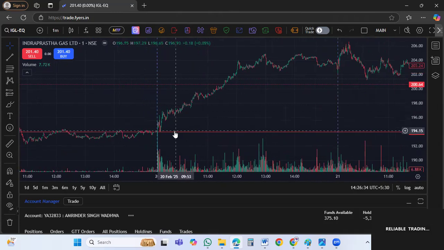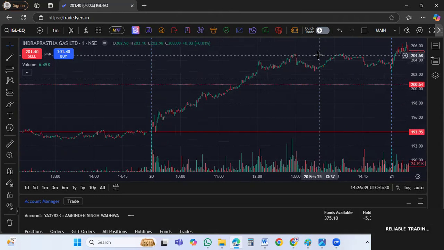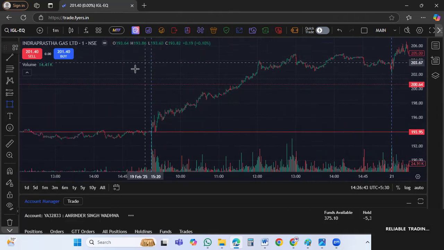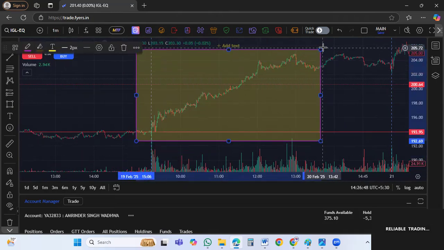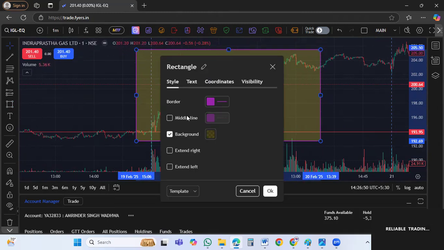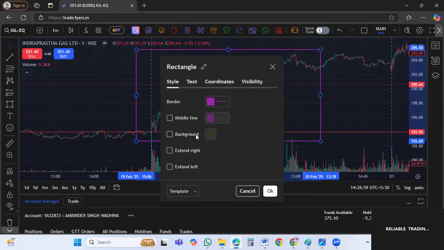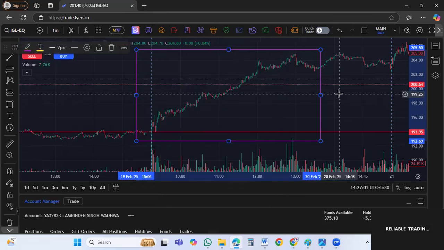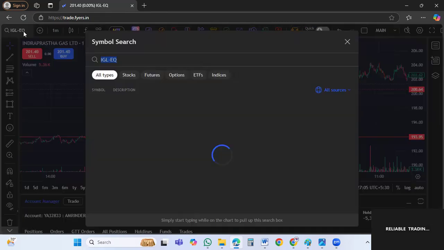So if you look at the movement here, you will see a very good one. It was like a one-sided movement all throughout the day. It just continued like anything. You see, all that area is too steep. I'll just change the visibility and I'll change the background as well just to make you better understand. So this trade was a very good trade. But let's look at the Nykaa here.